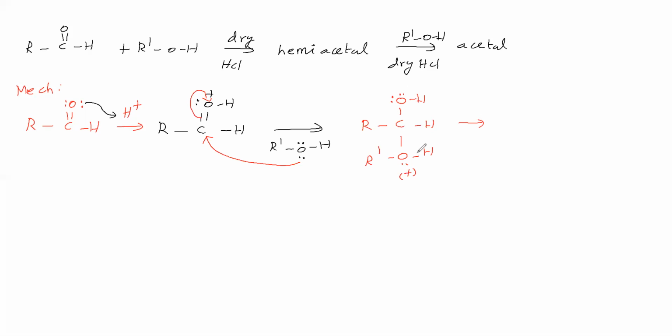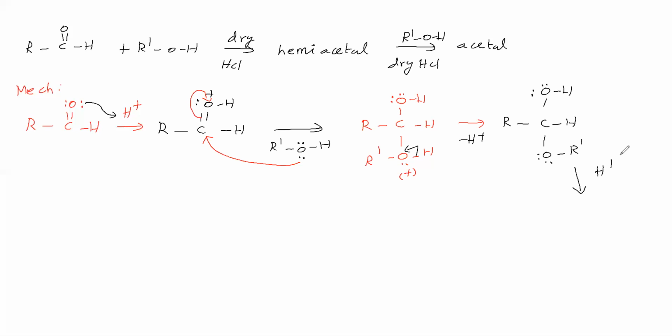In the next step, the bond shifts to O and H plus leaves. So we get RCH with this OH and this OR dash. Here this carbon has one alcoholic group and one ether group. Therefore, this is called a hemiacetal: the carbon has one alcoholic group and one ether group.